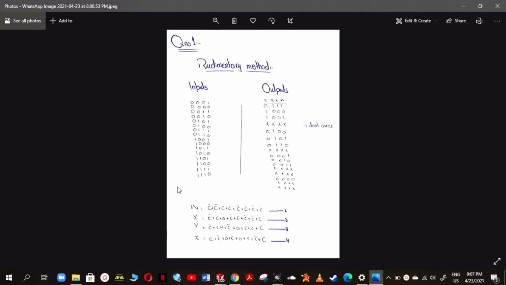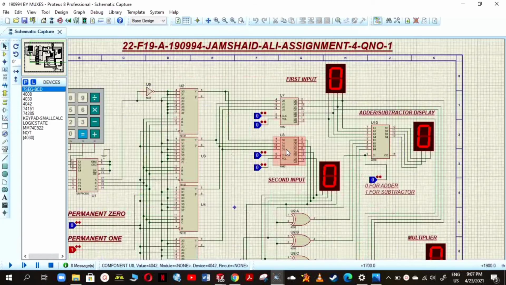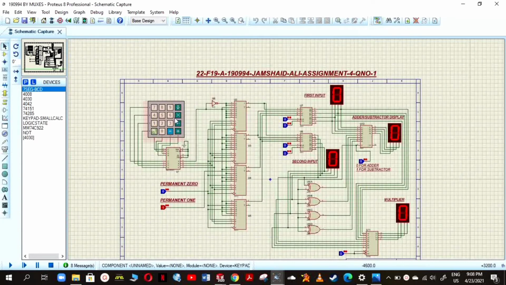With the help of these Boolean expressions, I can implement our Proteus circuit easily with the help of four 8x1 muxes. So now we are moving towards our Proteus circuit. After creating all of our muxes with the rudimentary method, here we use 2 D latches. Why do we use 2 D latches here? Because if I apply one input, then with the help of one D latch, this input will be stored on it, and then I can apply the second input.